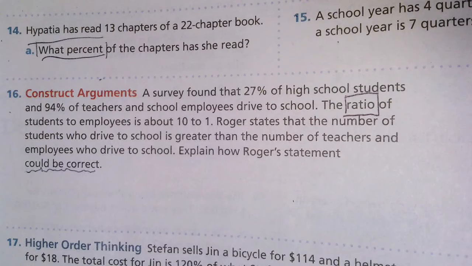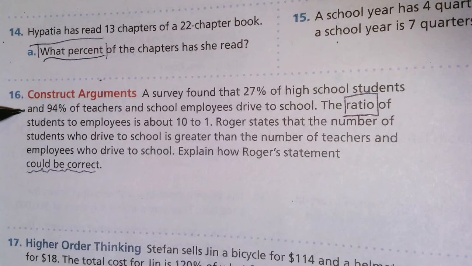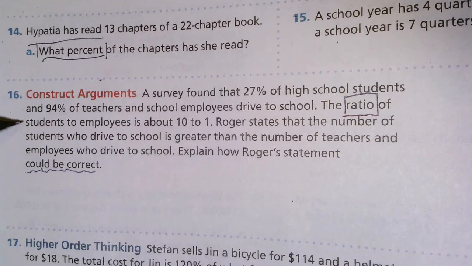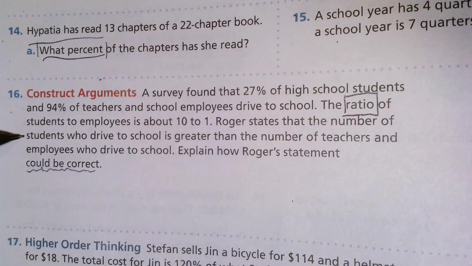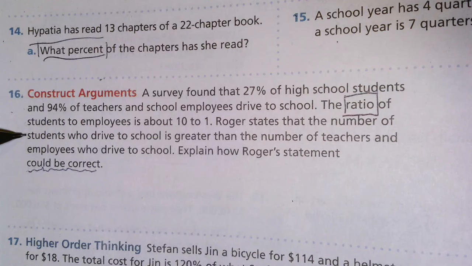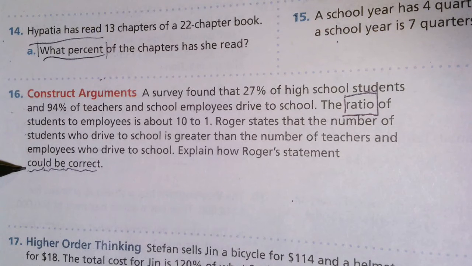Page 226, number 16. Construct arguments. A survey found that 27% of high school students and 94% of teachers and school employees drive to school. The ratio of students to employees is about 10-1. Roger states that the number of students who drive to school is greater than the number of teachers and employees who drive to school. Explain how Roger's statement could be correct.